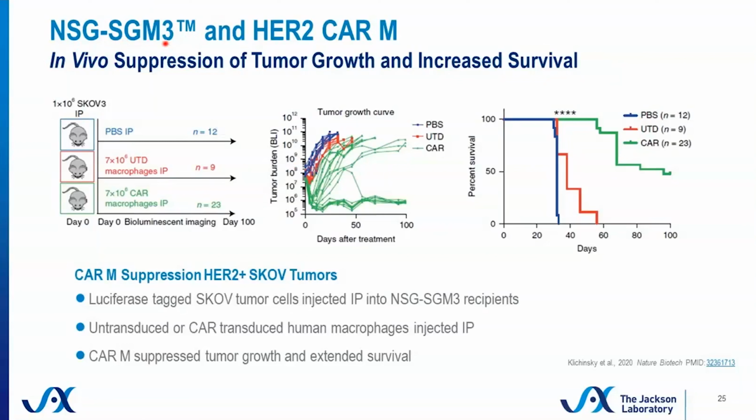Now, this is important because these are human-specific growth factors that support human myeloid cell engraftment in these animals. So they engrafted these mice with the SKOV tumor cells and then injected IP into these recipients. And they treated these mice with either untransduced myeloid cells or CAR-transduced myeloid cells. And they could measure suppression of tumor growth. It wasn't successful in all of the mice, but there was a significant portion of those mice that had very nice suppression of tumor growth and extended survival.